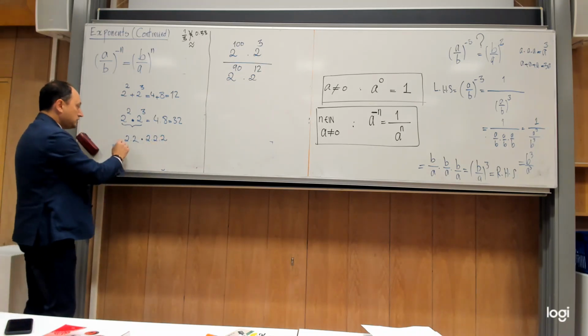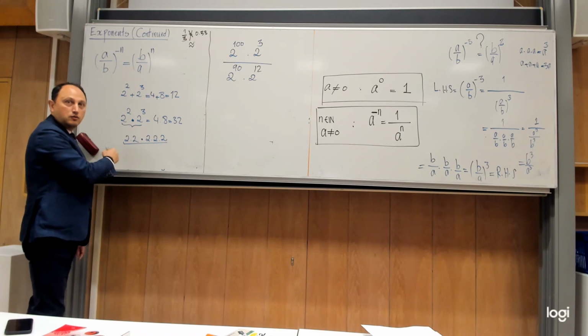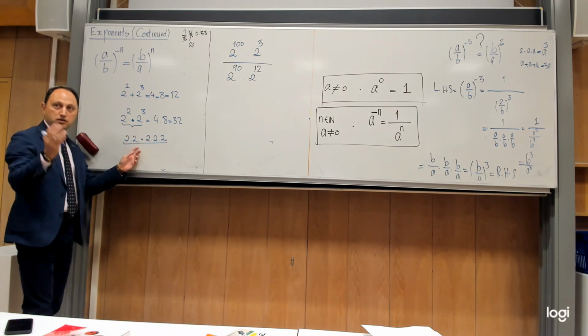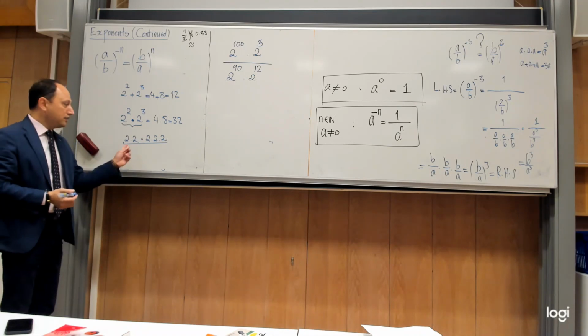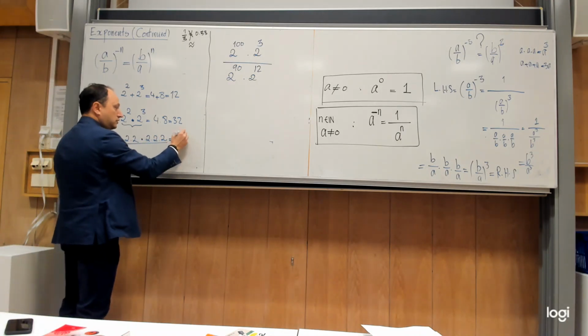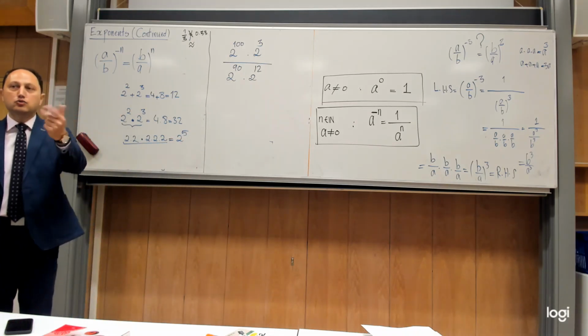And now you see a bunch of 2's, one after the other. But how many 2's do you see in this sequence? 5. Is there another name for this? 2 to the 5. So now you find a rule of thumb.